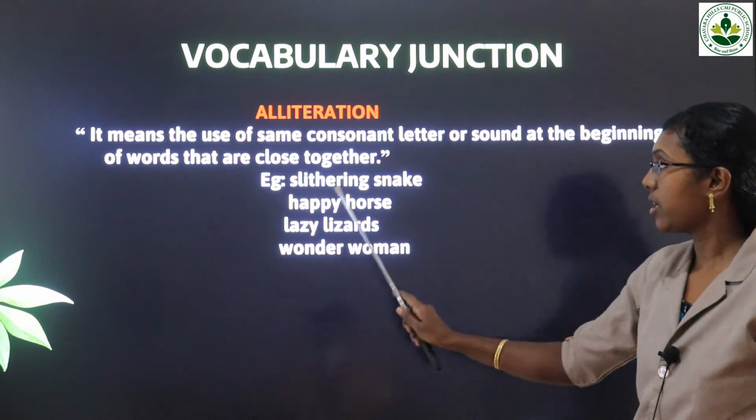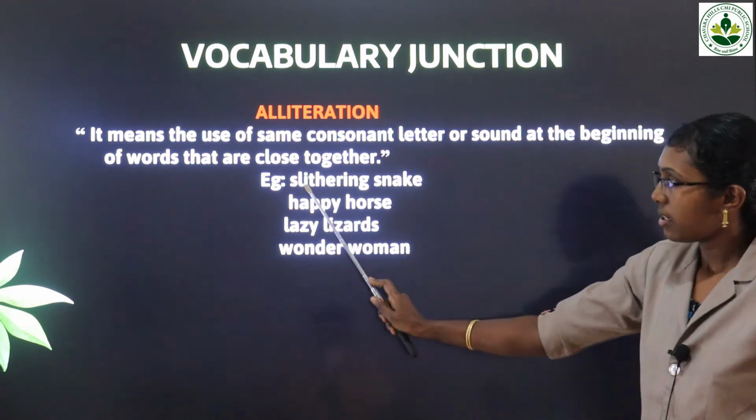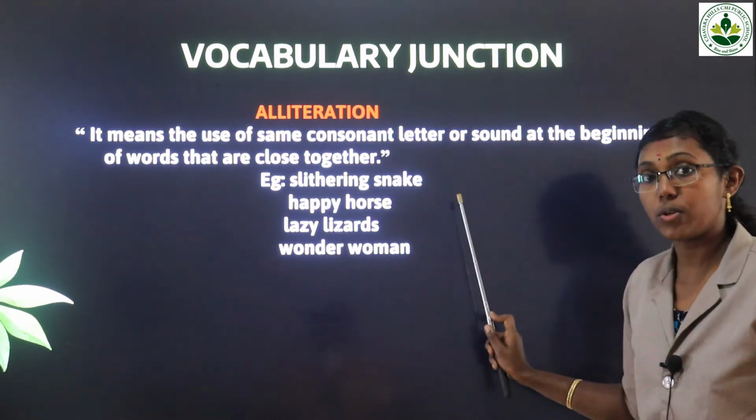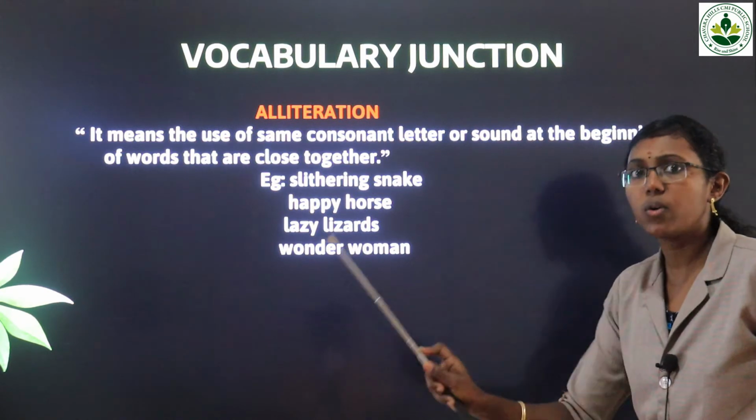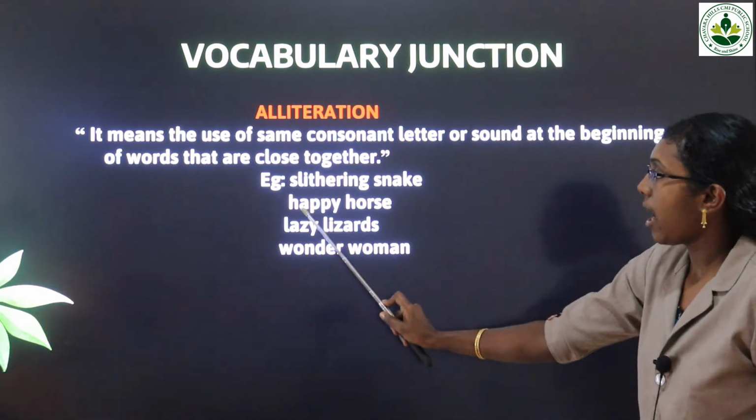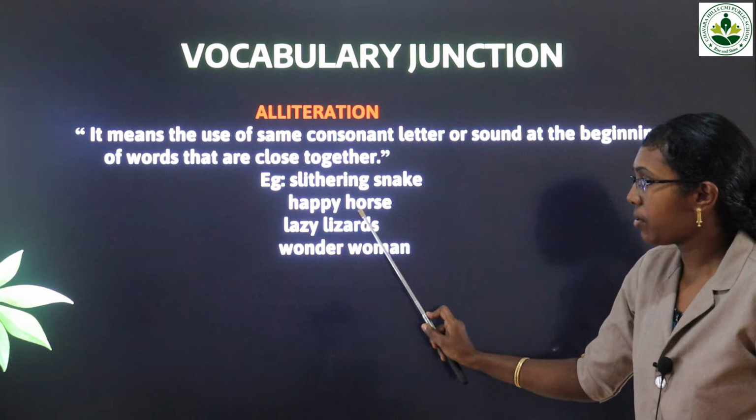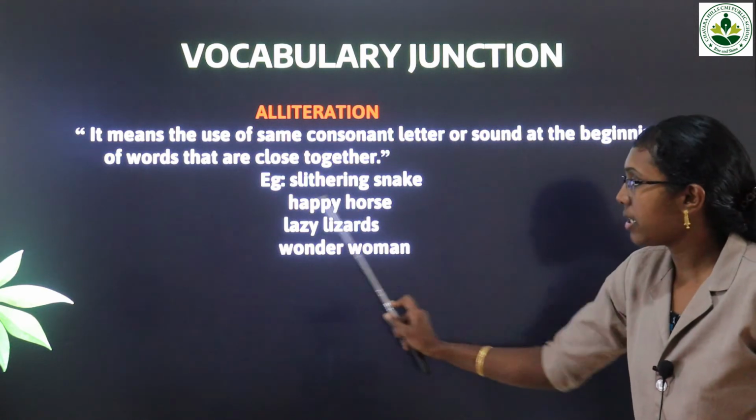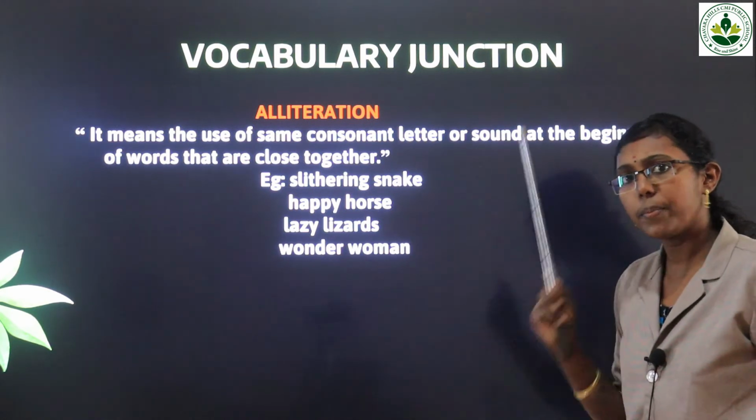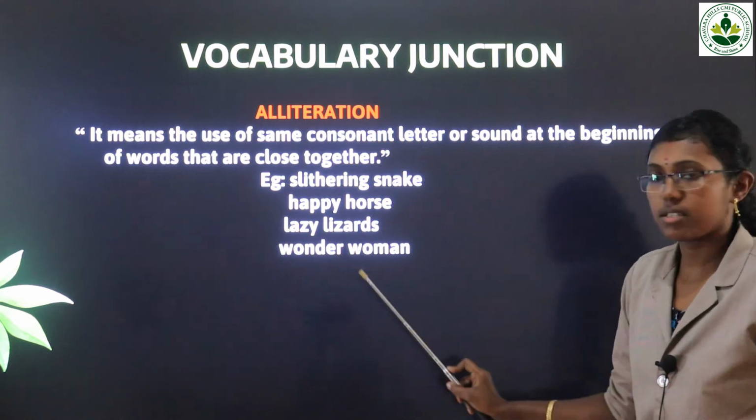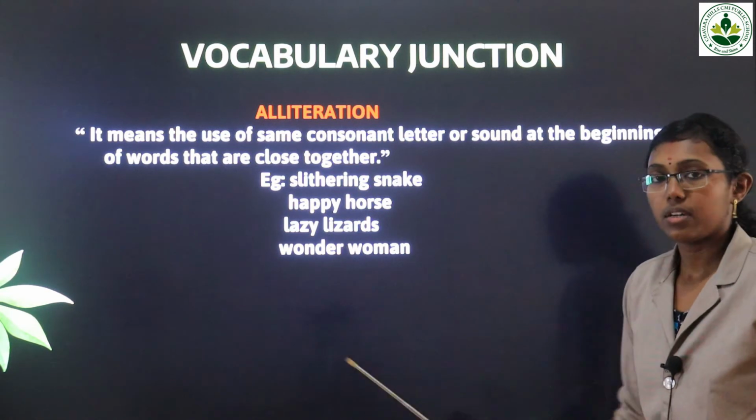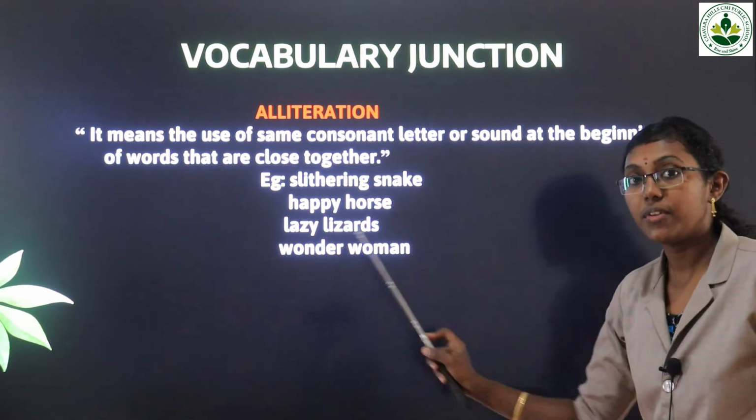See the example, you can understand. Slithering snake, two words. The same consonant letters are beginning and it is related also. Slithering snake means a crawling snake. Happy horse, the first letter is H, and the second word's first letter is also H, both consonant letters, right? Happy horse is related, a horse is happy. Lazy lizards, L, consonant letters. Wonder woman, a woman who is wondrous, so we say wonder woman.